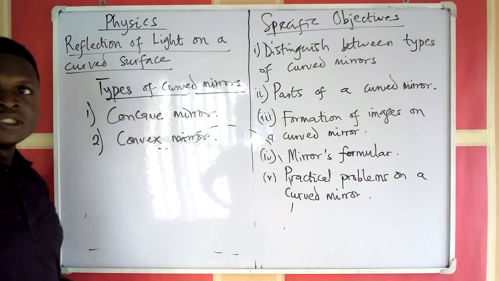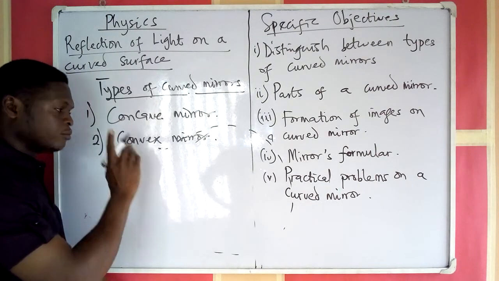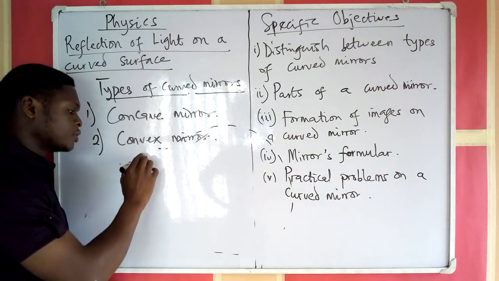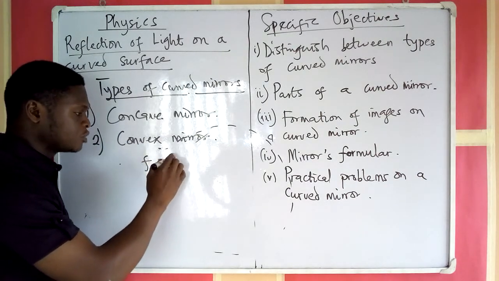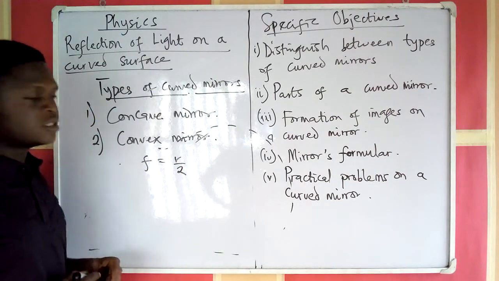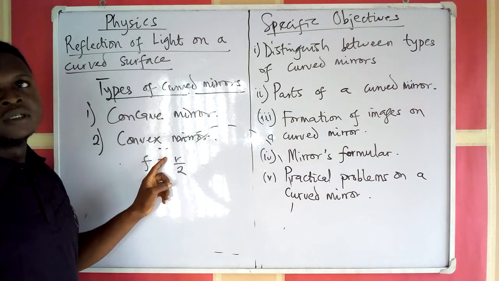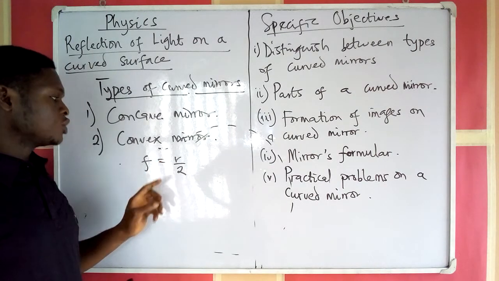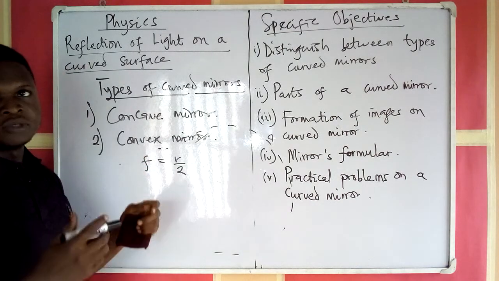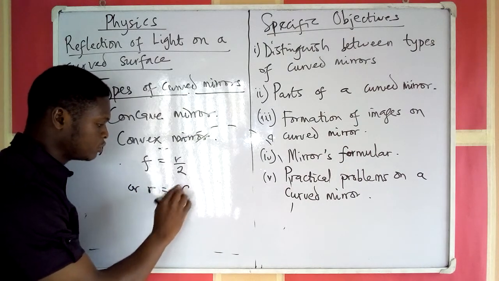Alright. Now, there are other relationships which we need to know. One of those relationships is that from theory and geometry, we found out that F is equal to R divided by 2. Remember that the small letter F here is our focal length, while R here is our radius of curvature. So meaning that 2 times F is the radius of curvature. So we can say that R is equal to 2F.